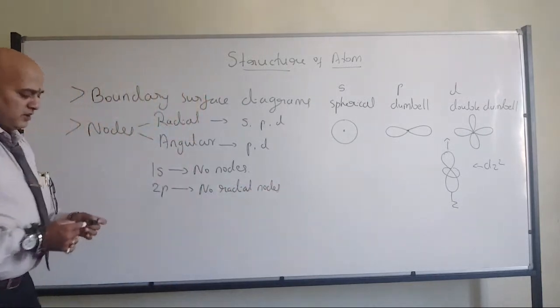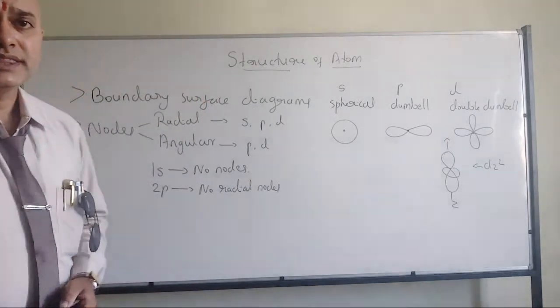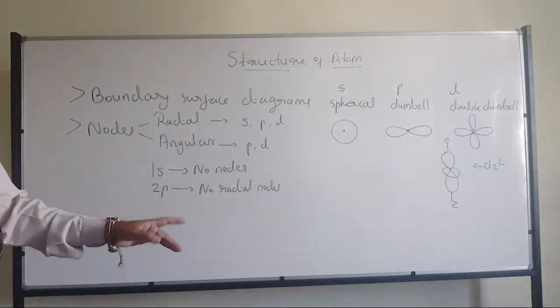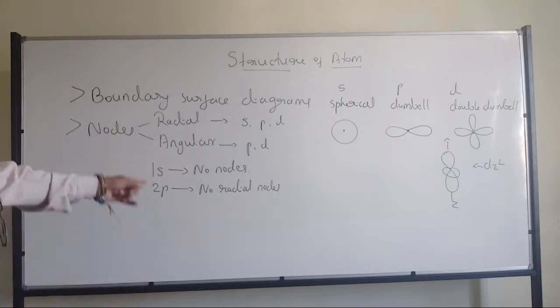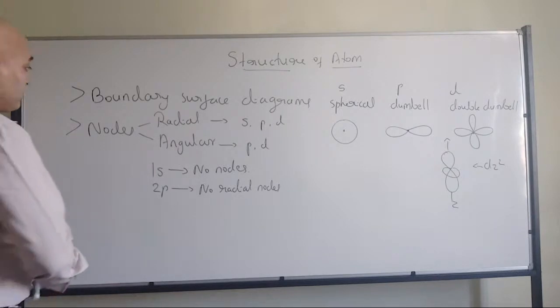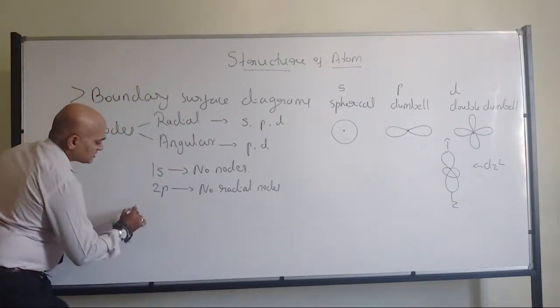That's quite common. Only one angular node will be there, where n minus 1 is equal to the total number of nodes. N is 2, so 2 minus 1 is 1. So naturally, only one angular node will be there with respect to 2p. That's what we had discussed in the last class.